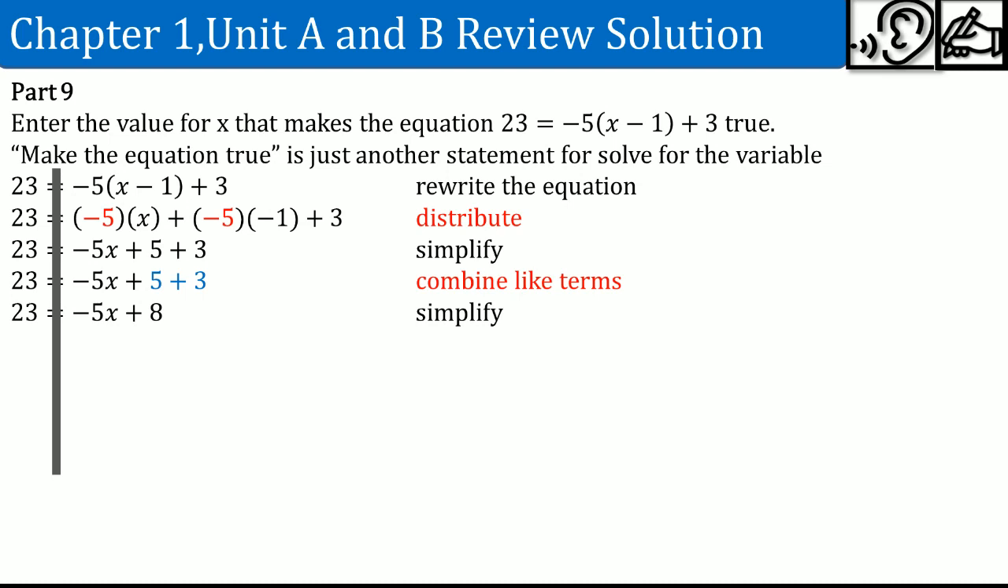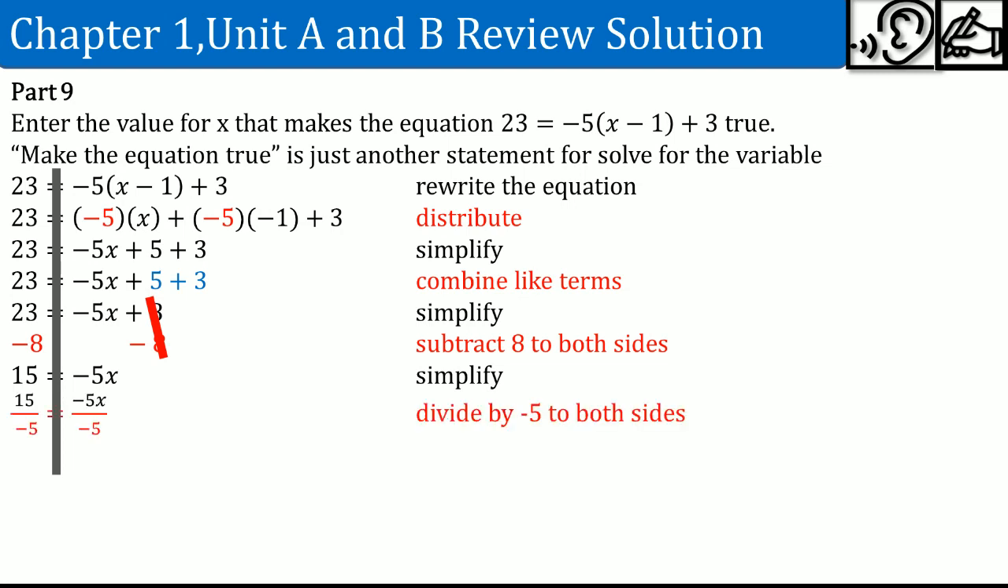That looks like a simple two-step equation now. Subtract 8 from both sides. You get 15 equals negative 5x. Divide by negative 5 because, again, it is attached via multiplication. So the opposite of multiply is divide. So I'm going to divide by negative 5 on both sides. Negative 15 divided by negative 5 is negative 3, which is the letter C.